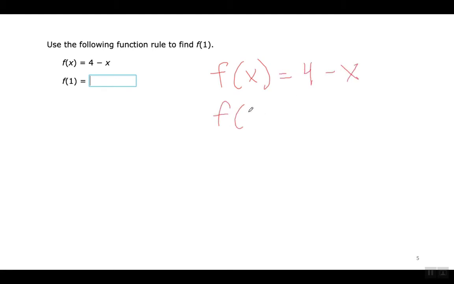Then f of 1 equals 4 minus 1. Oh my gosh, that is really hard. That is my answer. That's it. Okay? Ya, eso es todo. Para x tengo que sustituir el número 1, así que 4 menos 1 es 3. Ya terminé. Easy. Easy peasy.